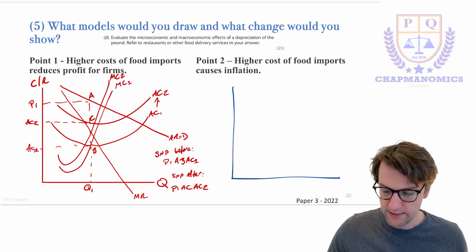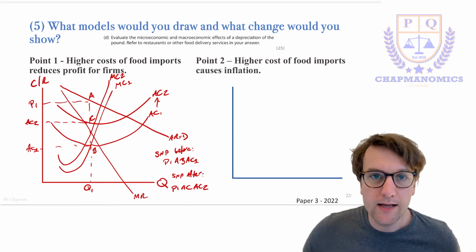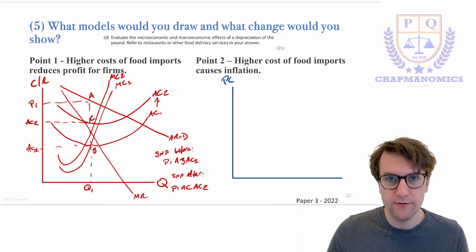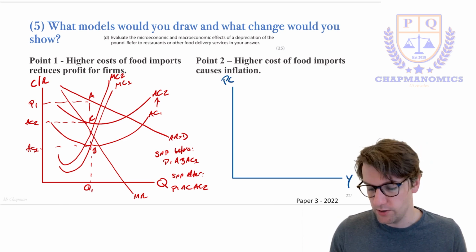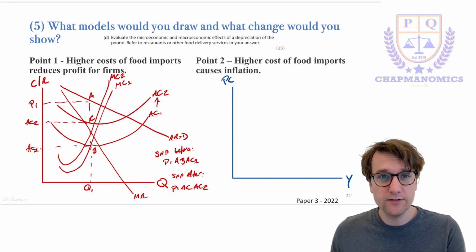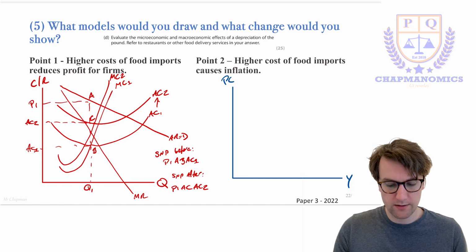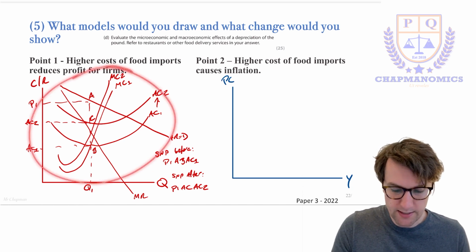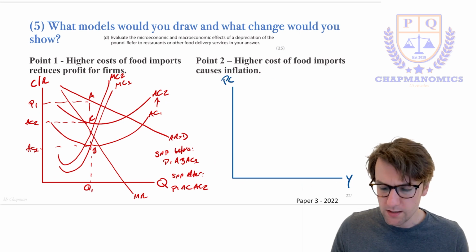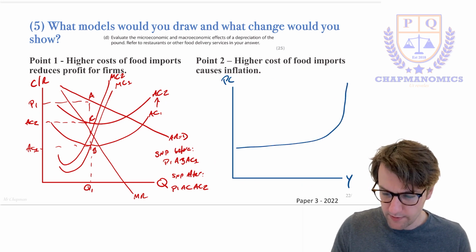Next, higher cost of food imports causing inflation. Well, we said we were going to look at a Keynesian model here. So we therefore want to have our price level at the top, and we want to have output, or Y, or whatever it is that you draw for output, on our x-axis. This immediately says to your examiner that this is a macro point. So the model on this side here says this is micro, and the model on this side here now says macro.